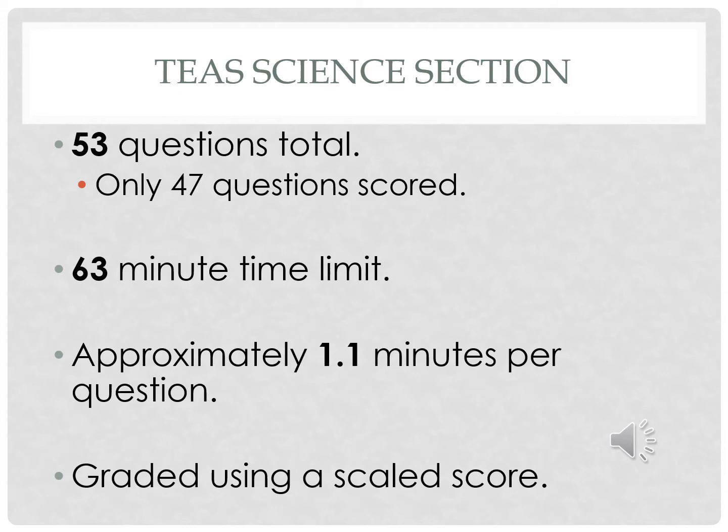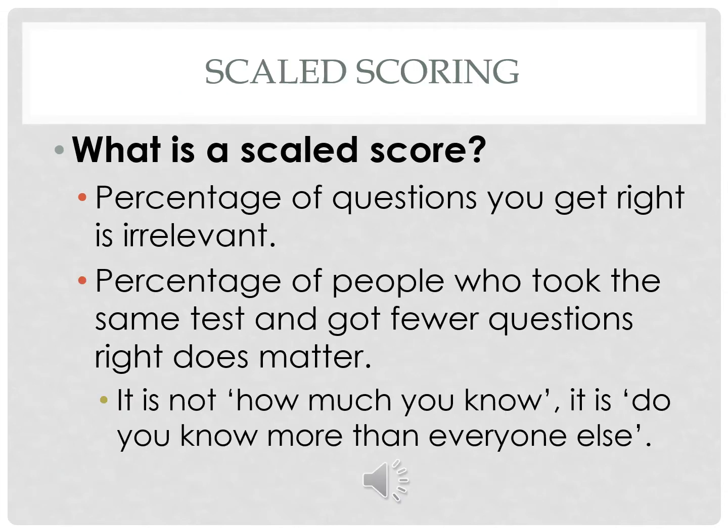When you take the science section of the TEAS, you will see 53 questions total. Out of those, only 47 questions are scored. You will have a 63-minute time limit, which gives you approximately 1.1 minutes per question, and this is graded using a scaled score. So what is a scaled score?